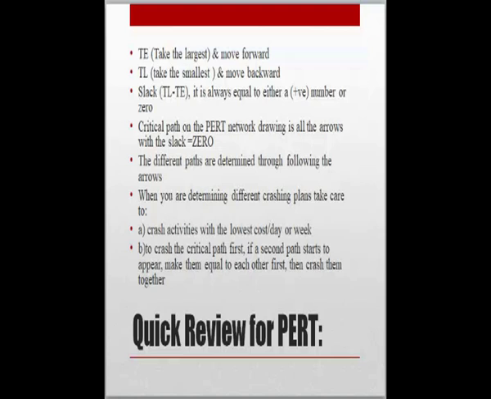Also, if you are asked to determine different crashing plans, you have to take care first to crash activities one by one with the lowest cost per day or week, and also consider the number of days. Secondly, you have to crash the critical path first, and then find the second path, or more than one path, having the same number of days after crashing. So you crash the critical path first until it is equal to the next path, then start crashing them together as we have seen in the problem. Okay.